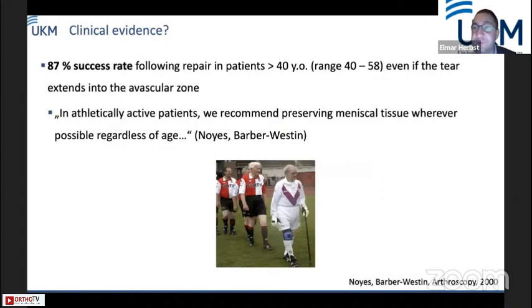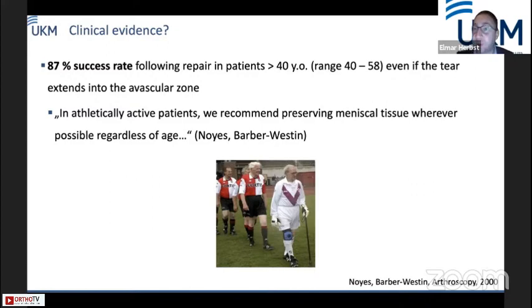But what happens if we repair it actually? And this is what you can see: 87% success rate if you do a meniscus repair in patients between 40 and 60 years of age. So this is a number. 87% success rate is good. And so whenever we are facing patients with meniscus tears, we shouldn't really look only at the age, but look at their demands.